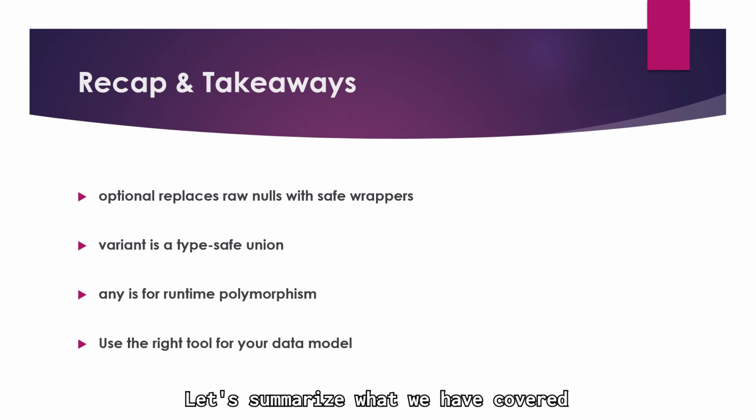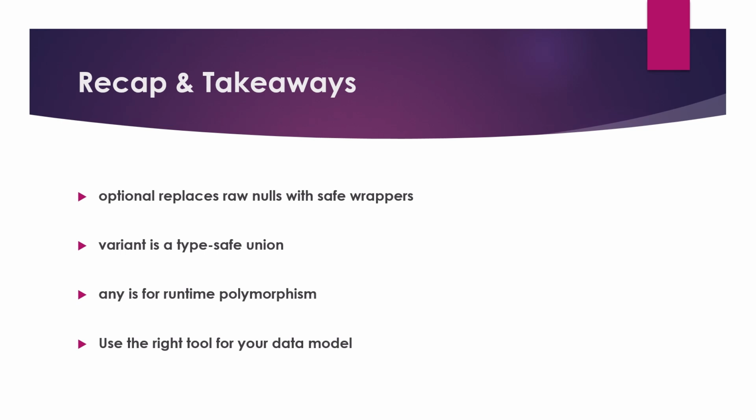Let's summarize what we have covered today. Optional, a wrapper for values that might not exist. Great for things like function results or optional data. Variant, a type-safe union perfect for cases where you know the set of possible types. Any, a flexible container for completely dynamic types, useful for things like plugin systems. Remember, choose the right tool for your situation. Don't overuse any when you can safely use optional or variant.